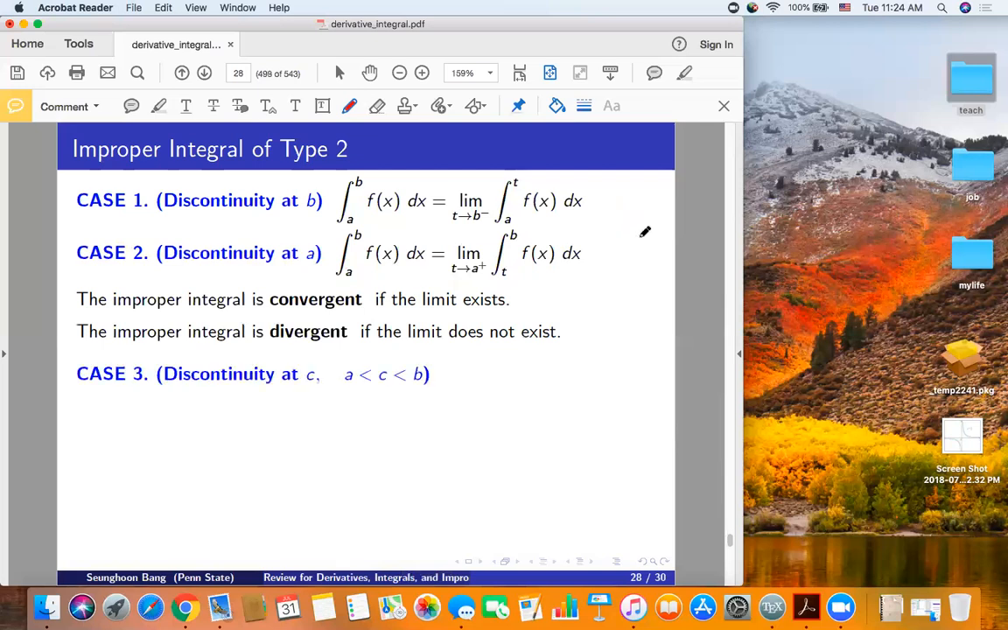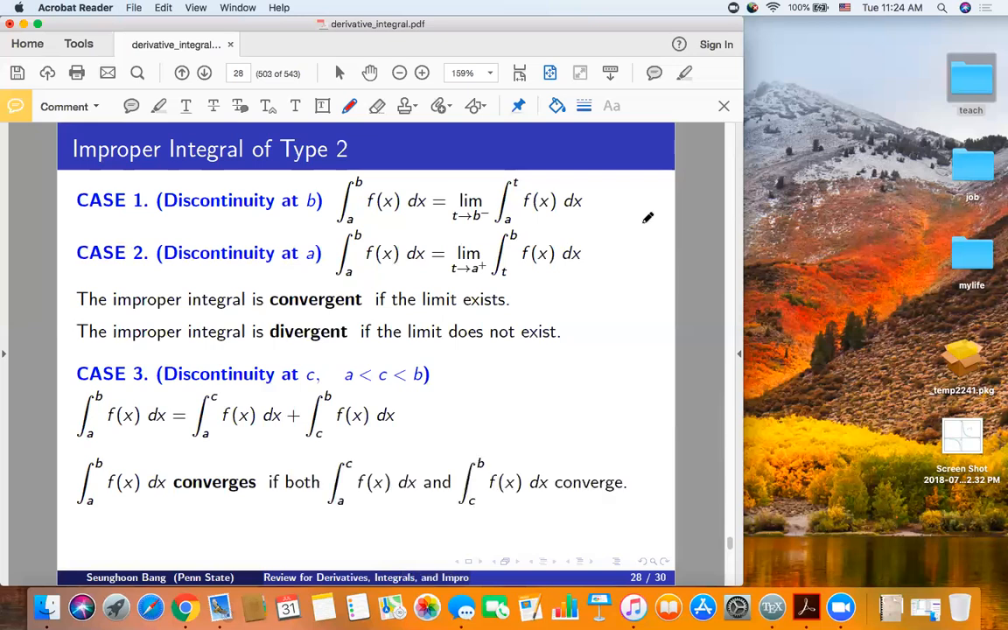Case 3. The discontinuity at c, where c is between a and b. How can you do that? Split into two improper integrals at the discontinuous point c: the integral from a to c of f of x dx plus the integral from c to b of f of x dx. When does the integral from a to b of f of x dx converge? When both improper integrals converge. The improper integral is divergent if either one is divergent. This is the whole idea.